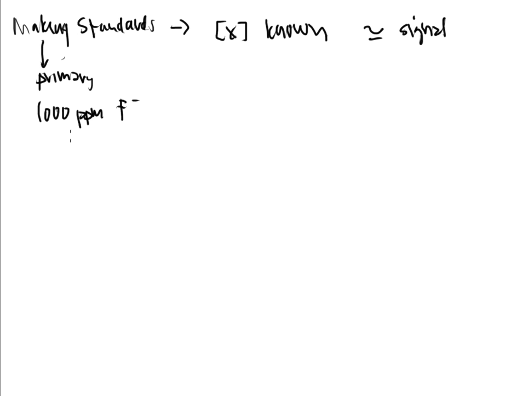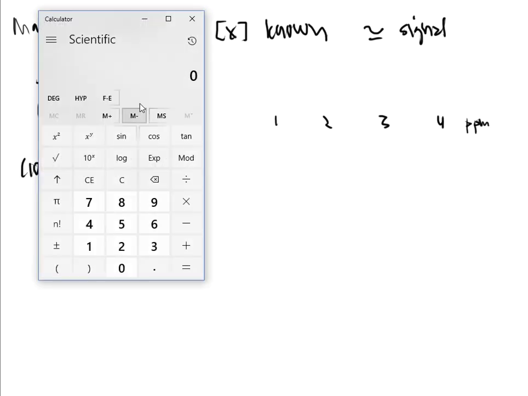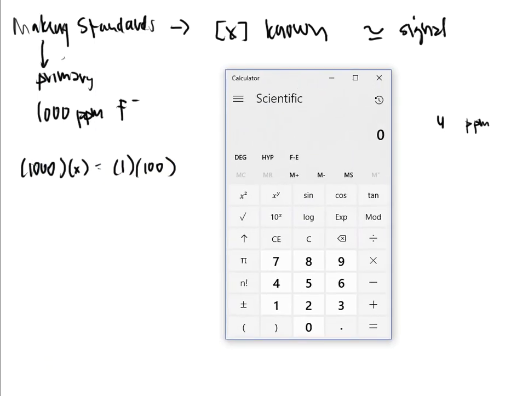And with this primary standard, let's say that this 1,000 is way too weak. So we want to make standards of 1, 2, 3, and 4 part per million concentrations. If I do the dilution, I can take my 1,000 ppm. I don't really know how much of that to use. I want to make a 1 part per million, and let's say I want to make 100 mL of it. I'm going to bring up the calculator so you can walk through the math with me. We need to solve for x using the dilution equation.